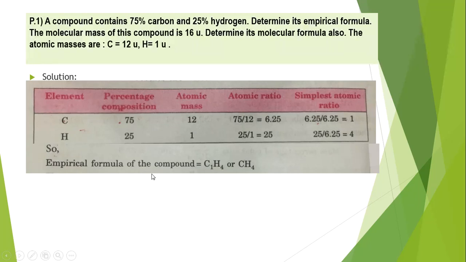After this, if we want to find the molecular formula, the next step is you have to find the empirical formula mass. And we know how to find the empirical formula mass: we have to add up the atomic masses.